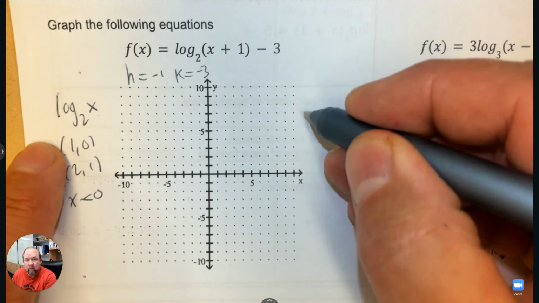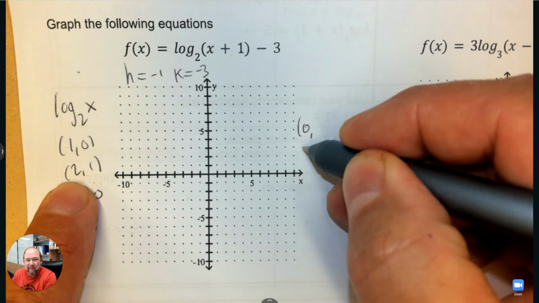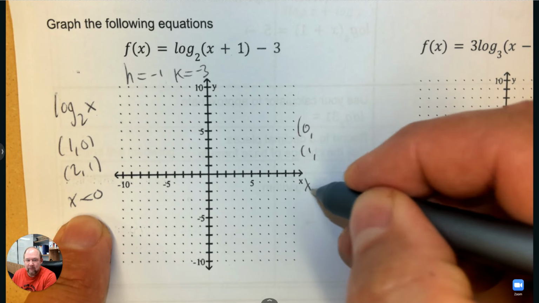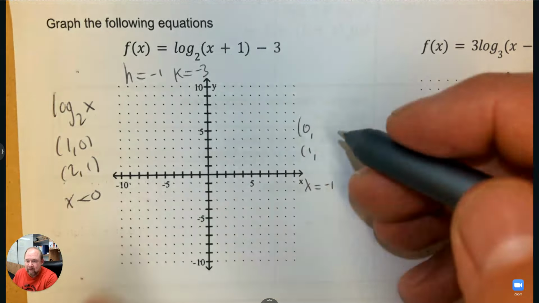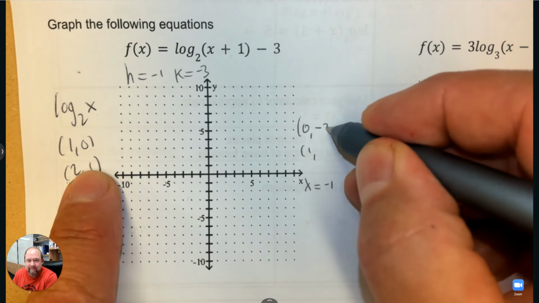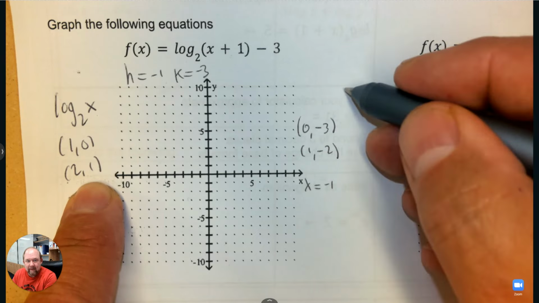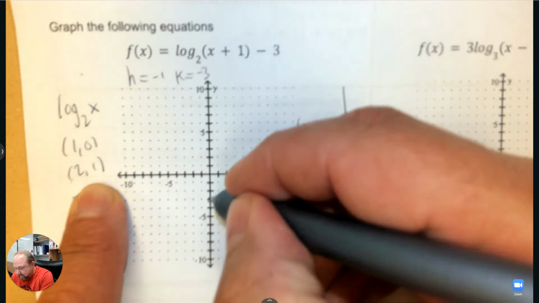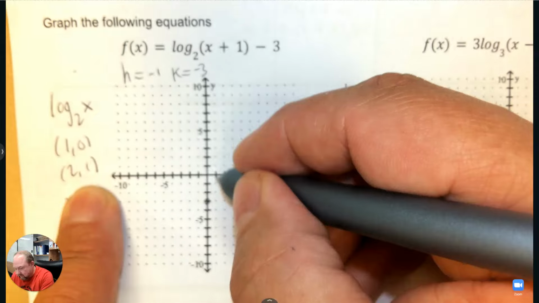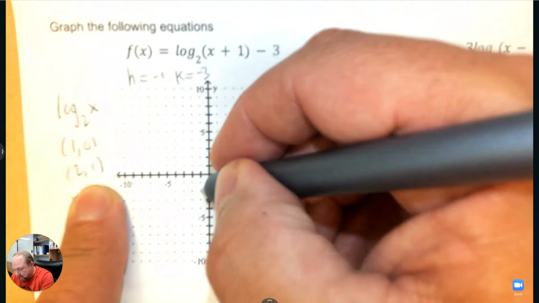So I'm going to do that over here. So 1 take away 1, I think that's 0. 2 take away 1. And then 0 take away 1. I got it. Now for the y values, I'm going to subtract 3. So 0 subtract 3, 1 subtract 3, and there we go. So I'm going to save space for the next one. So (0, negative 3), (1, negative 2), and then x equals negative 1.